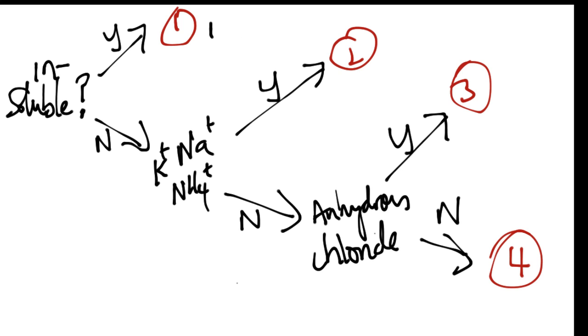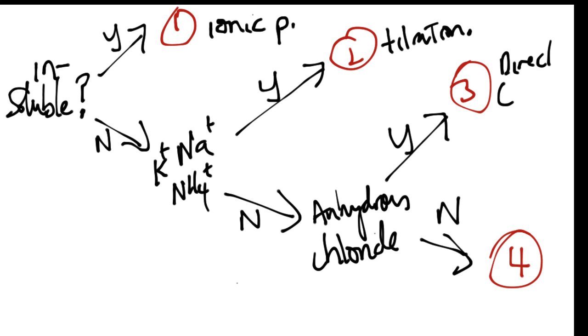Ionic precipitation. Number two is titration. Anytime it's sodium, potassium, or ammonium, we titrate. This is a laboratory preparation. If it's anhydrous chloride, we just directly combine it. You take the two things, put them together, and let them do what they have to do. Direct combination.